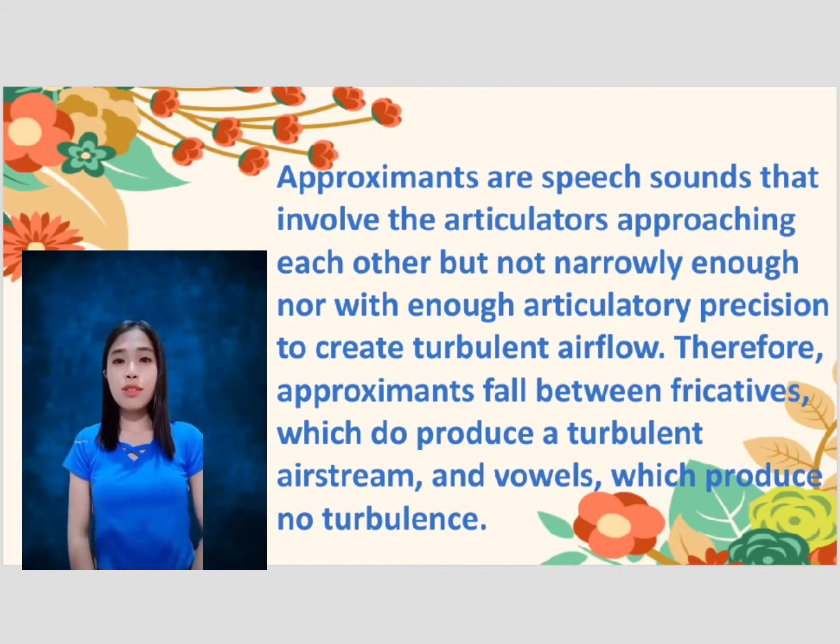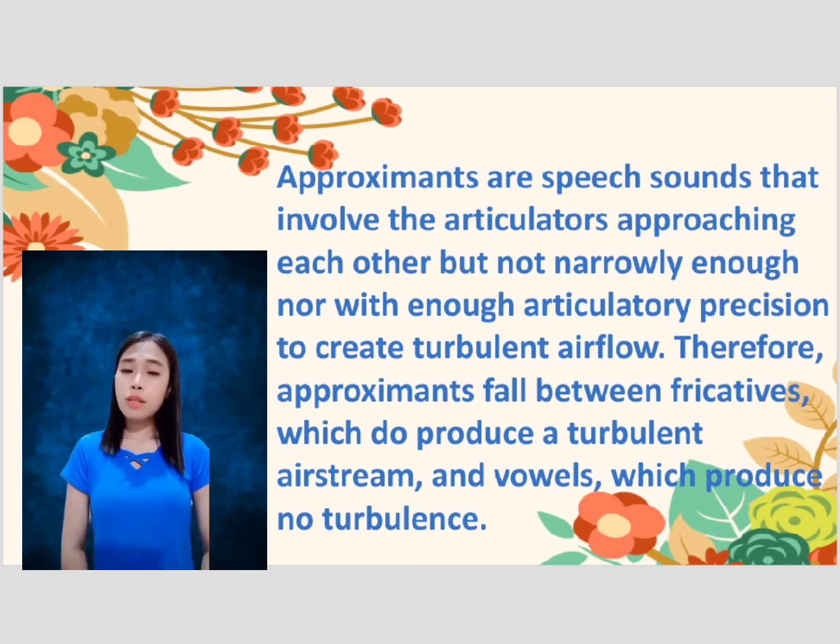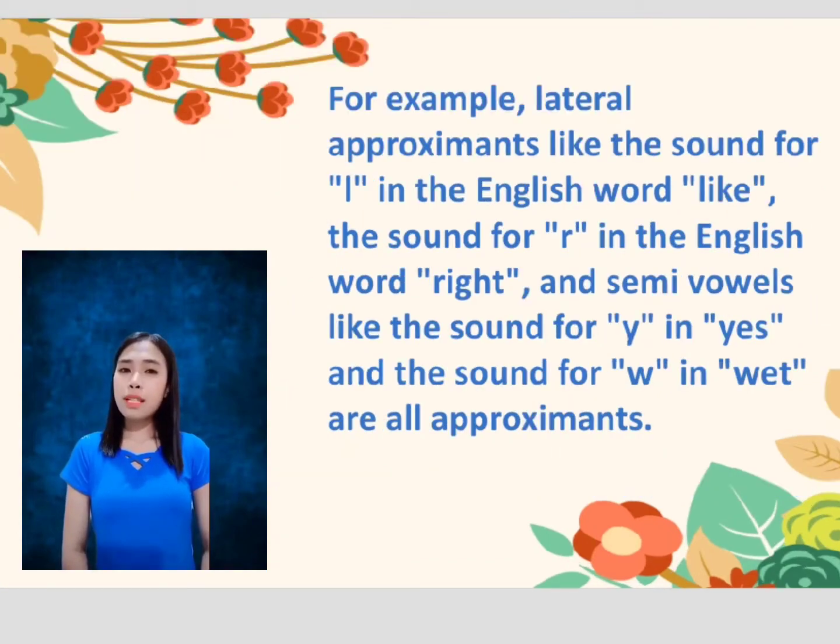Approximants are speech sounds that involve the articulators approaching each other but not narrowly enough nor with enough articulatory precision to create turbulent airflow. Therefore, approximants fall between fricatives, which do produce turbulent airstreams, and vowels, which produce no turbulence. For example, lateral approximants like the sounds for L in the word like, the sounds for R in the English word right, and semivowels like the sound for Y in the yes, and the sound for W in wet are all approximants.